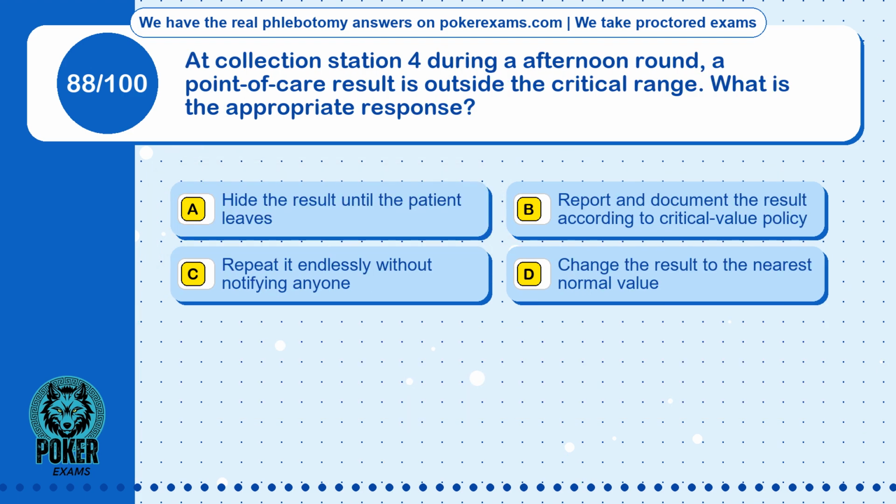Question 88. At collection station 4 during an afternoon round, a point-of-care result is outside the critical range. What is the appropriate response? Option A. Hide the result until the patient leaves. Option B. Report and document the result according to critical value policy. Option C. Repeat it endlessly without notifying anyone. Option D. Change the result to the nearest normal value.